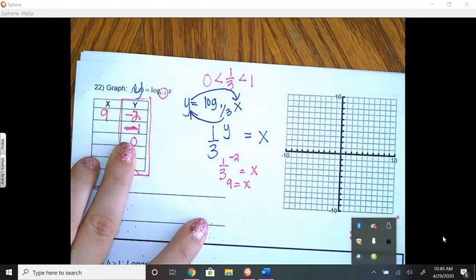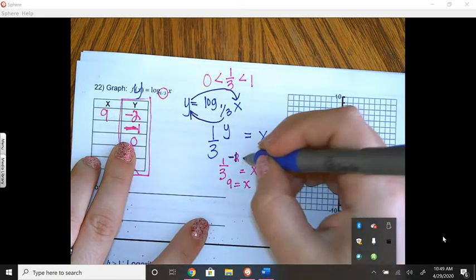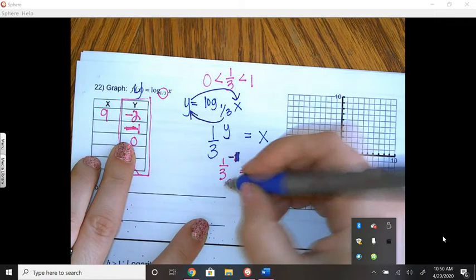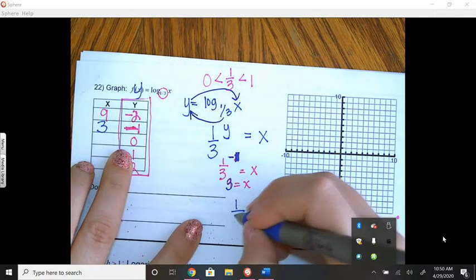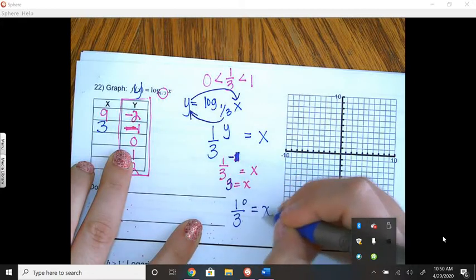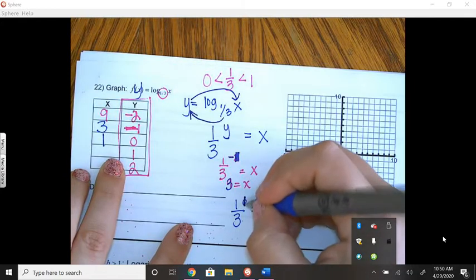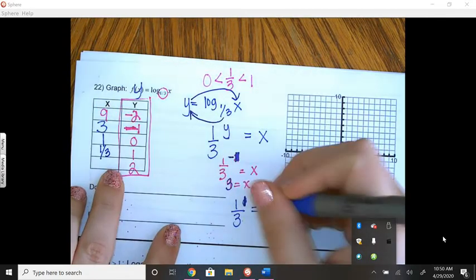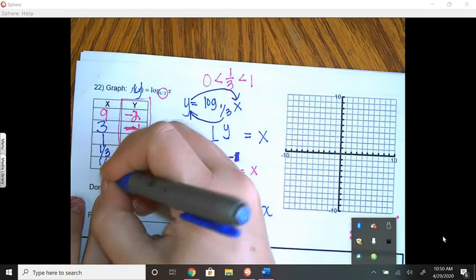Then I'm going to plug in -1 for y. It's going to flip it, and we would just get 3. Then I'm going to plug in 0, so 1/3 to the 0 power. Anything to the 0 power is 1. Then I'm going to plug in 1, and 1/3 to the first power is just 1/3. And then 1/3 squared is 1/3 times 1/3, which is 1/9.